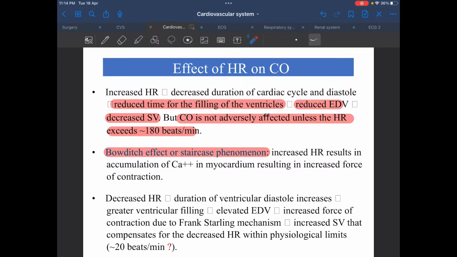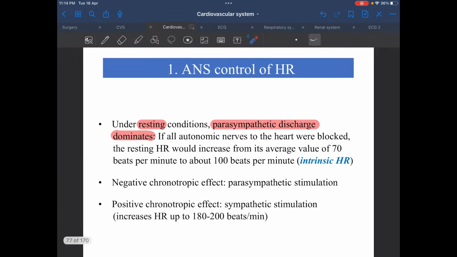ठीक है? Very important. And what is the Bowditch effect or the staircase phenomena? What is that? कि मतलब increased heart rate results in accumulation of calcium in the myocardium, and that can lead to increased force of contraction. ठीक है? So that is known as the Bowditch effect or the staircase phenomena, also known as the Treppe phenomena. ठीक है? Very important. What about the ANS control?